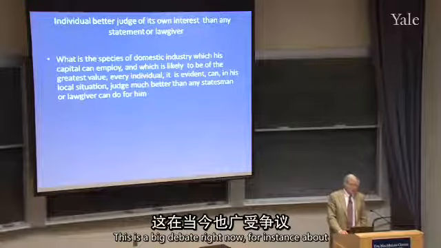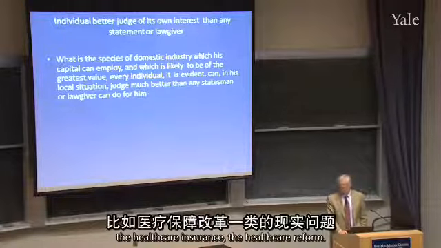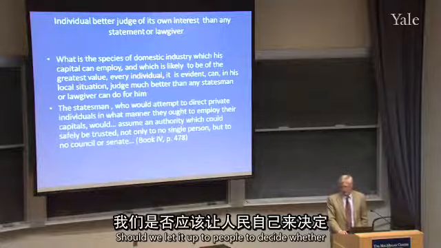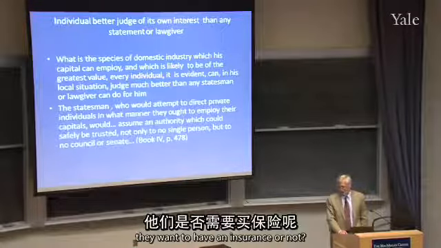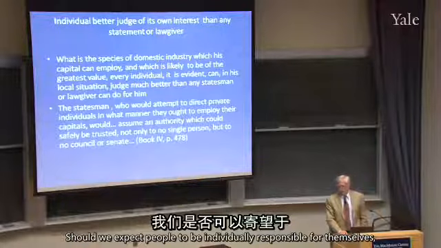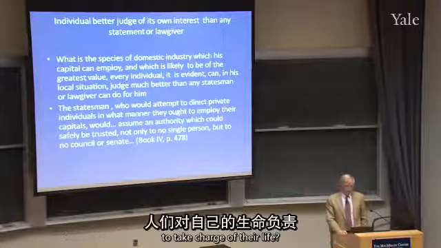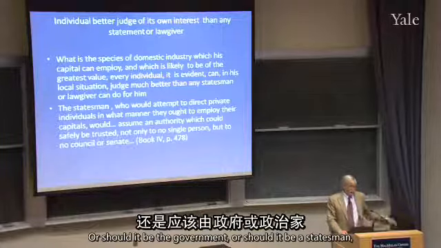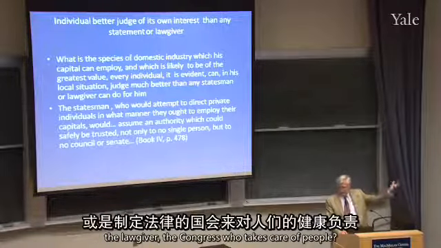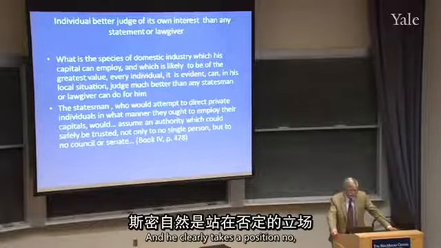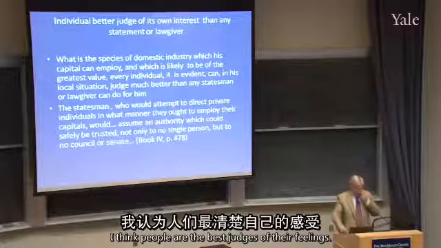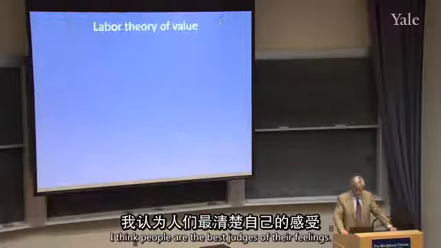This is a big debate right now, for instance, about healthcare insurance, the healthcare reform. Should we leave it up to people to decide whether they want to have insurance or not? Should we expect people to be individually responsible for themselves, to take charge of their life? Or should it be the government? Or should it be a statesman, the lawgiver, the Congress who takes care of people? And he clearly takes a position: no, people are the best judges of their interests.